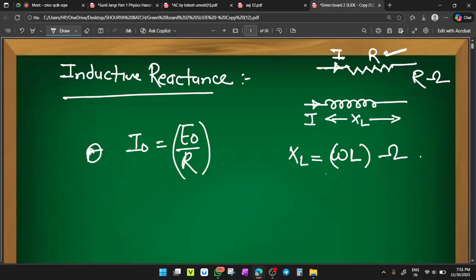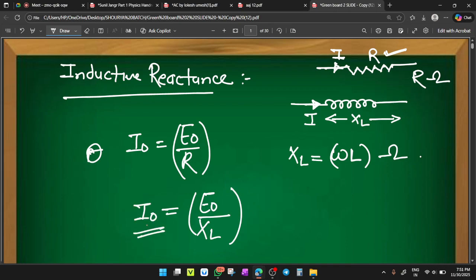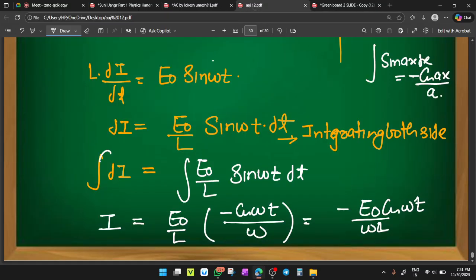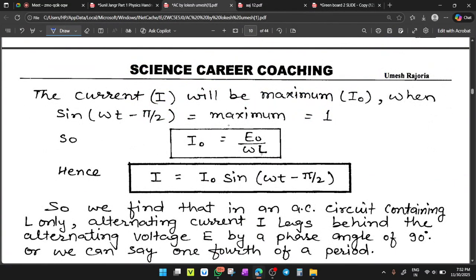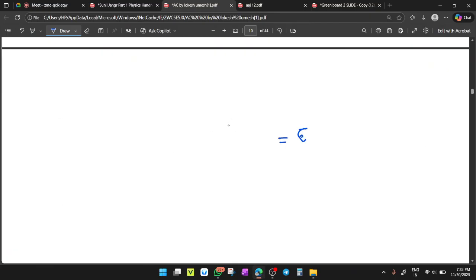But this time there is a pure inductive circuit, and in a pure inductive circuit, there is a peak voltage E naught. When divided by the inductive reactance, it will again give you I naught, that is the peak value of alternating current. So this is equal to E naught upon omega L, or E naught upon XL.